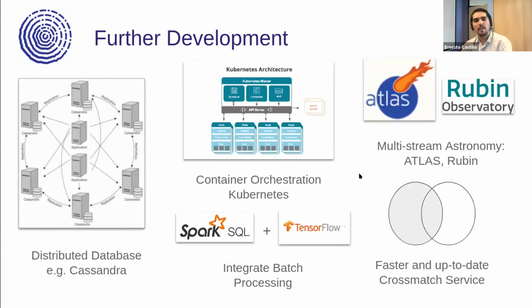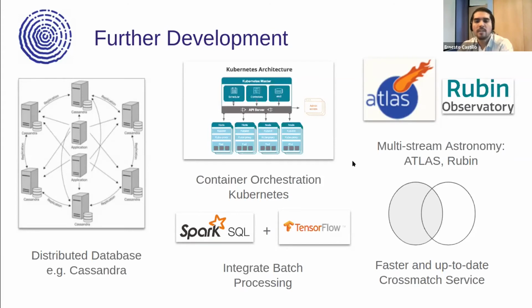This slide tells about further development that we want to do. One of the first topics is to scale our current database that is implemented in Postgres to a distributed database like Cassandra. We have been making some tests, but we need to do more tests about that. Another thing is to use Kubernetes to manage the different Docker containers. We also want to integrate the batch processing in only one cluster.